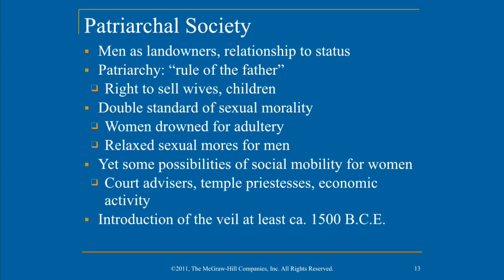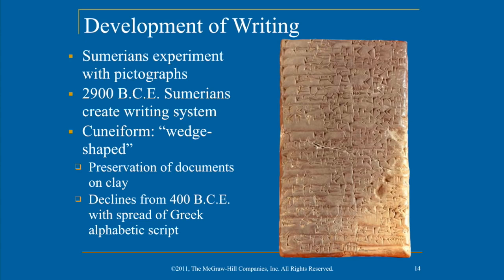Next, we have the development of writing. The Sumerians experimented with pictographs, basically drawing pictures that represent things. But if I drew a picture of a bird and a picture of me right next to the bird, you might not understand what I'm trying to communicate. You might think bird and teacher, or man, or did he eat the bird? Did he throw the bird? Did he catch the bird? You know what I'm saying? The pictographs aren't very clear.